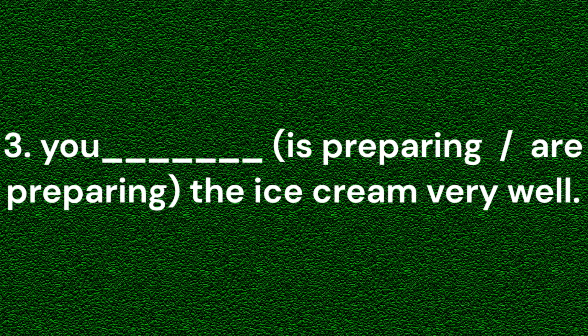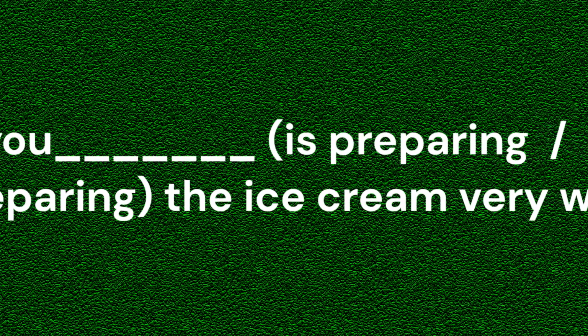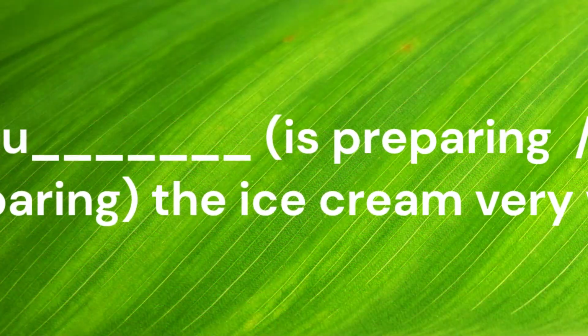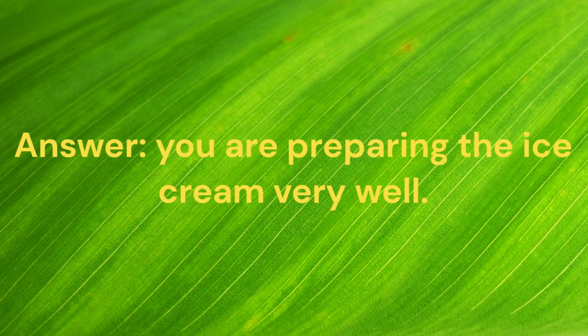The next question is, you dash the ice cream very well. The answer options are is preparing and are preparing. The answer is you are preparing the ice cream very well. You must be knowing the answer because the subject you has to have the be form of are and not is. So the answer is you are preparing the ice cream very well.